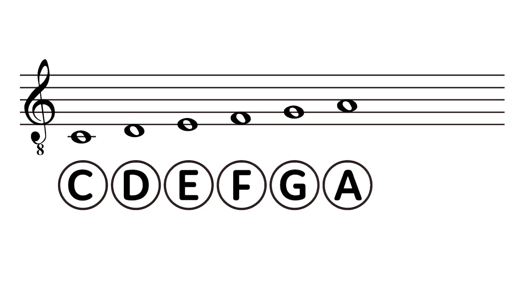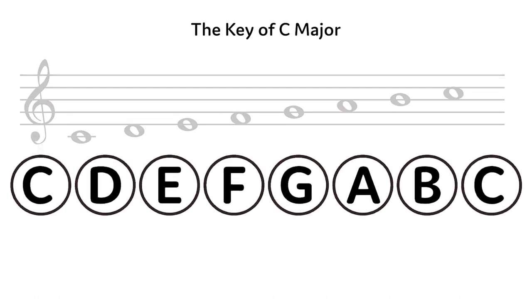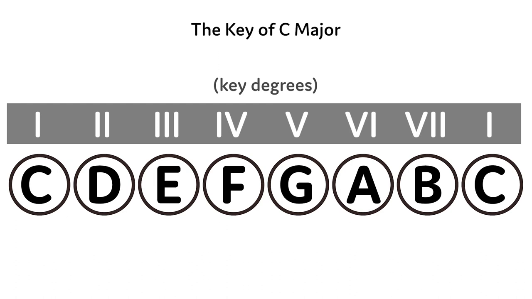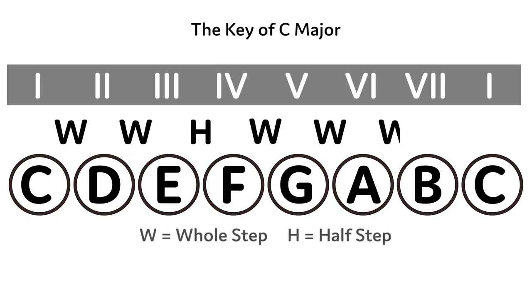This is a staff, and this is a clef, and these are the notes of the key of C. The notes in alphabetical order can play a scale, which can be represented by Roman numerals we call key degrees. Between each note is an interval of a whole step or a half step in a particular pattern.